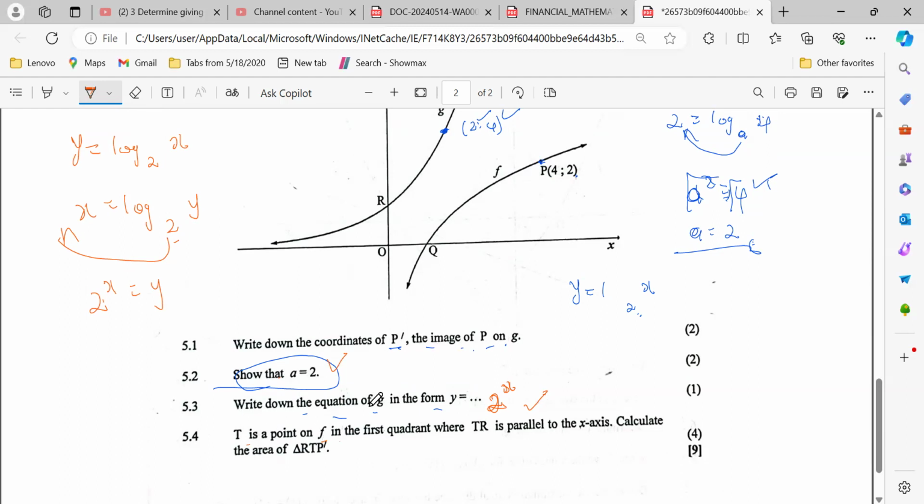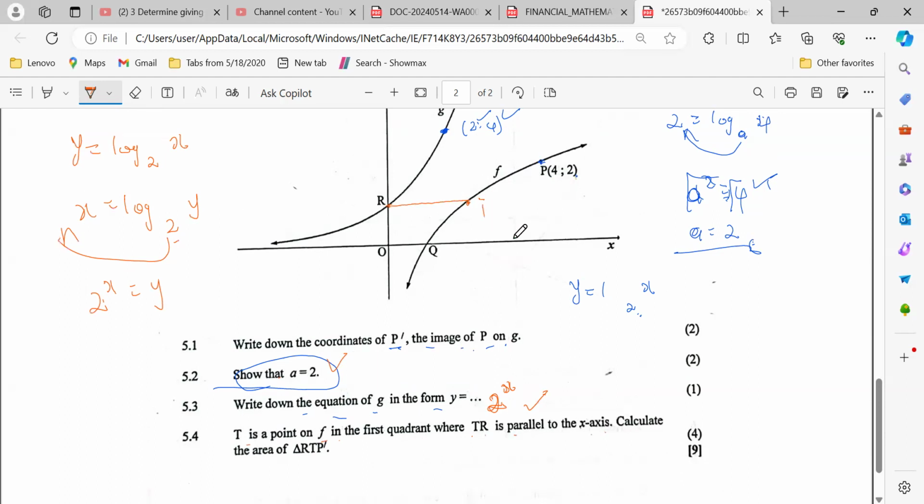Okay, T is a point on f in the first quadrant where TR is parallel to the x-axis. So we have something that looks like this.